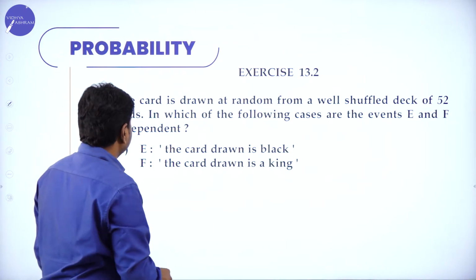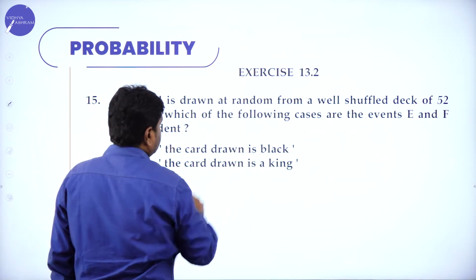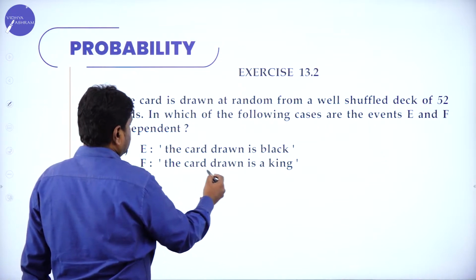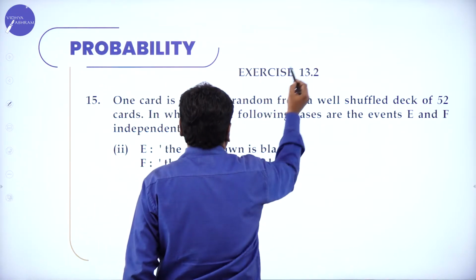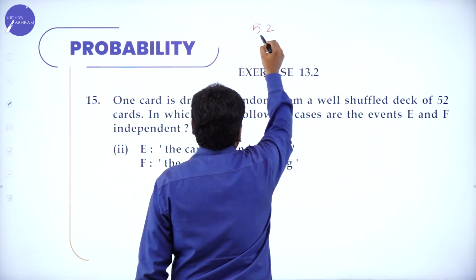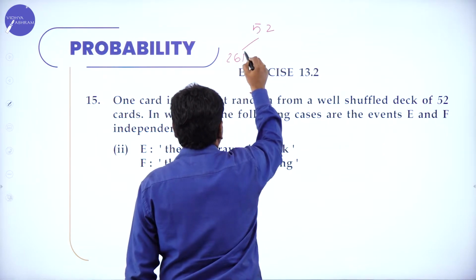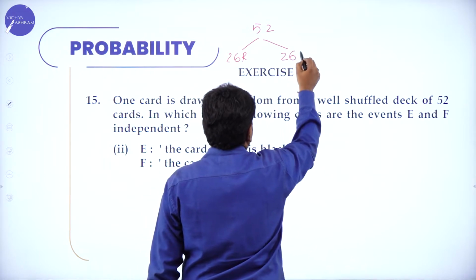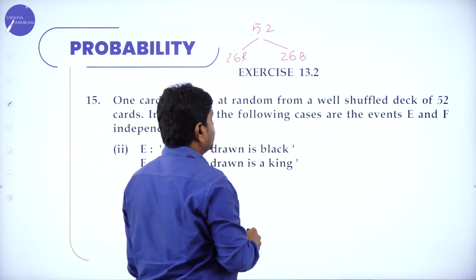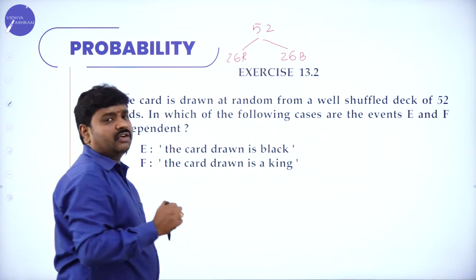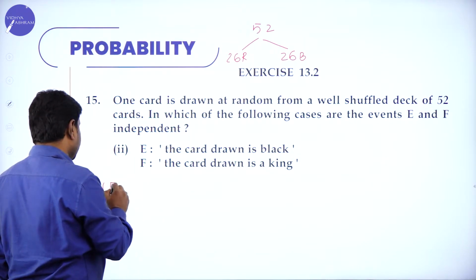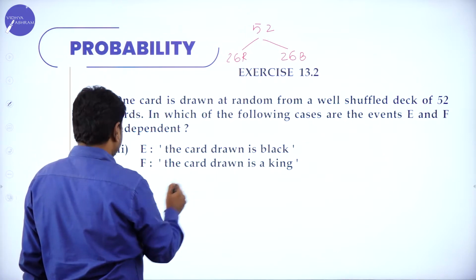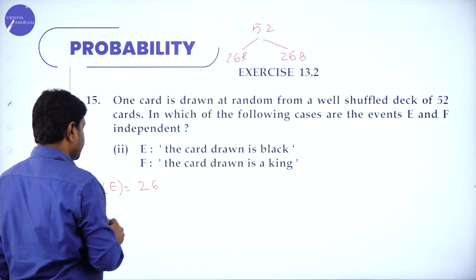Next question. The card drawn is black card and the card drawn is king. So dear students, again in the pack of 52 cards, we'll have 26 red cards and 26 black cards. 26 cards black. And king, we'll have 4 kings. So first N of E, number of elements in event E. The card drawn is black. How many black cards will we have? 26.